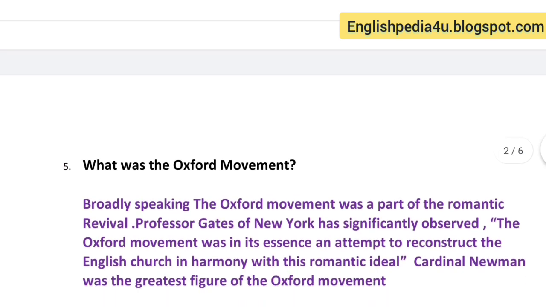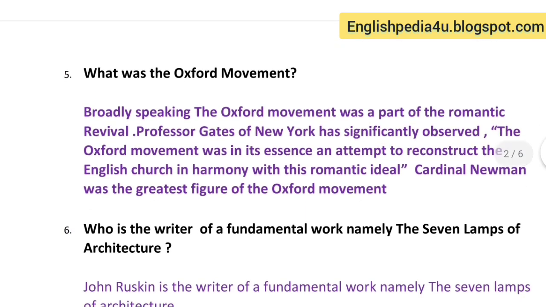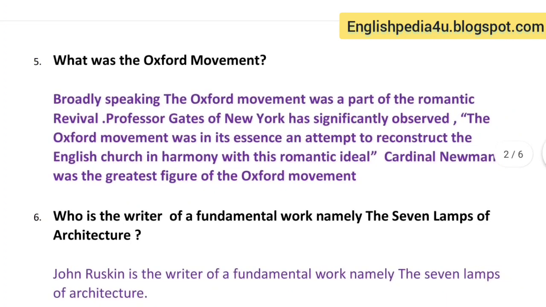Question number 5. What was the Oxford movement? Broadly speaking, the Oxford movement was a part of the Romantic Revival. Professor Gates of New York has significantly observed that the Oxford movement was in its essence an attempt to reconstruct the English church in harmony with this romantic ideal, and Cardinal Newman was the greatest figure of the Oxford movement.